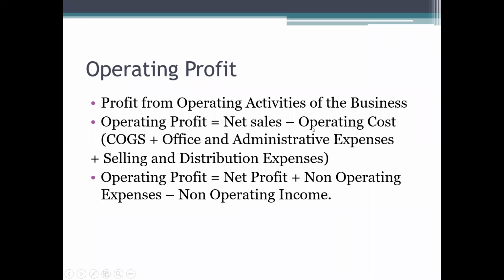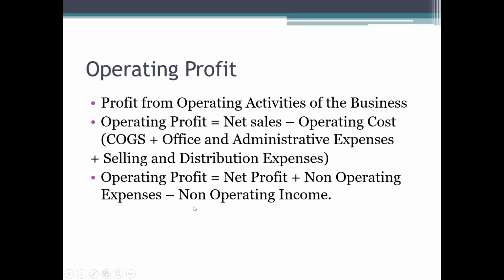नेट सेल्स में से अगर मैं कॉस्ट ऑफ गुड्स सोल्ड माइनस करती हूँ तो मेरे पास ग्रॉस प्रॉफिट आ जाता है. और ग्रॉस प्रॉफिट में से मैं इनडायरेक्ट ऑपरेटिंग एक्सपेंसेस जो कि ऑफिस एंड एडमिनिस्ट्रेटिव एक्सपेंसेस हैं और सेलिंग एंड डिस्ट्रीब्यूशन एक्सपेंस हैं उनको सब्ट्रैक्ट कर दूं तो मेरे पास ऑपरेटिंग प्रॉफिट आ जाता है. तो मेरा पहला फॉर्मूला बन जाता है नेट सेल्स माइनस ऑपरेटिंग कॉस्ट. And operating cost is nothing but cost of goods sold plus office and administrative expenses and selling and distribution expense. Second formula is operating profit is equal to net profit plus non-operating expense minus non-operating income.